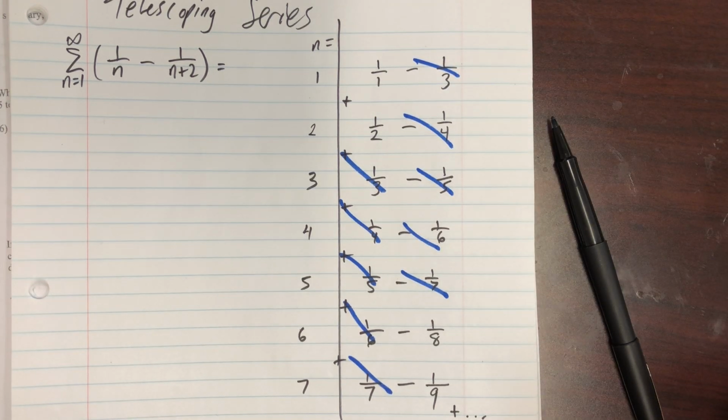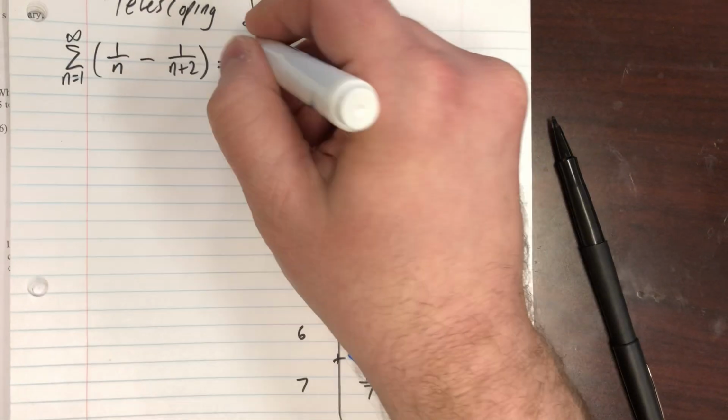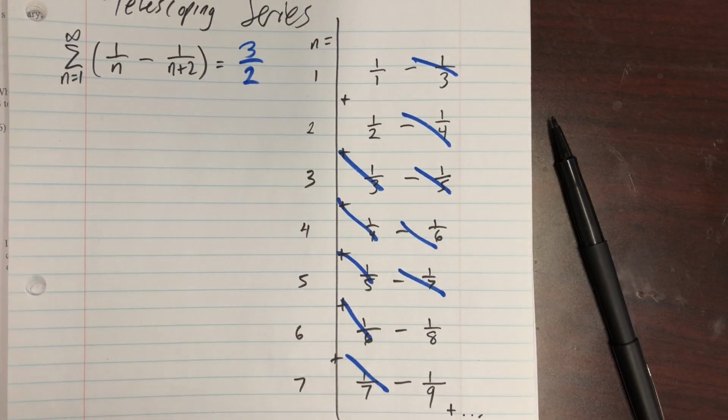1 plus 1/2 is 3/2. This adds up to exactly 3/2. And this is why I love telescoping series. You list out a bunch of terms, and everything cancels out. Done.